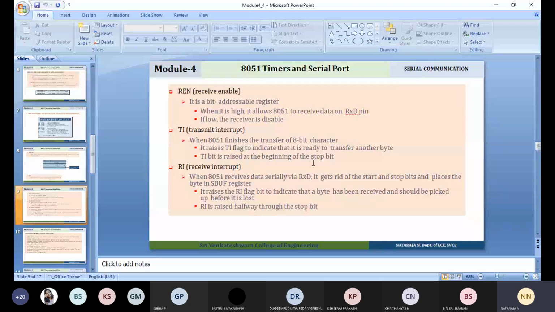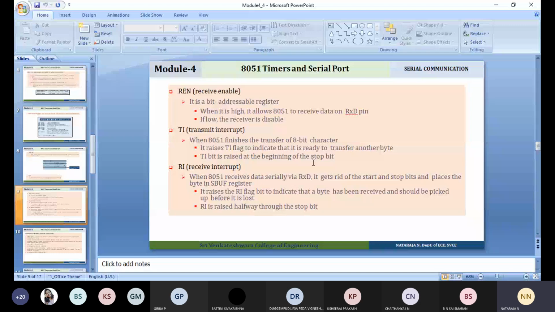If I am going to stop receiving data, I need to give a clear instruction: CLR SCON.4. If I give that, the receive enable bit becomes 0, which means it is going to stop receiving the data. That is the meaning of the receive enable bit.